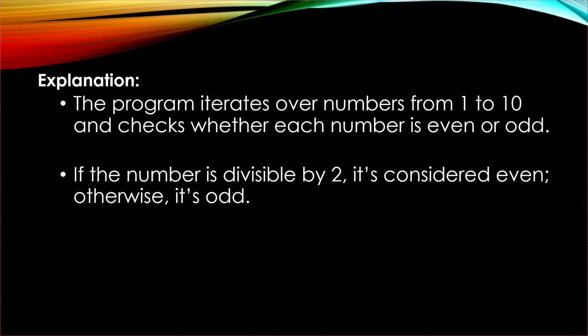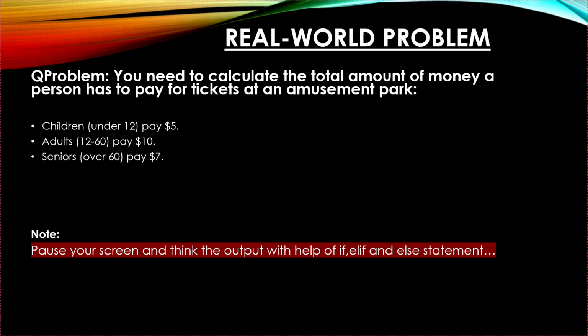Then a question is here that you need to calculate the total amount of money a person has to pay for tickets for an amusement park. This question is a data input type. So we have to make a program for it: children under 12 have to pay only $5, adults from age 12 to 60 pay $10, and senior citizens over 60 have to pay $7. We have to make a program by using if else.